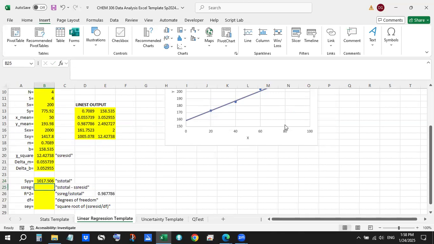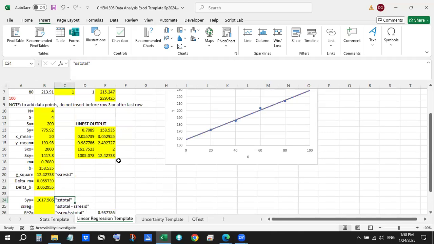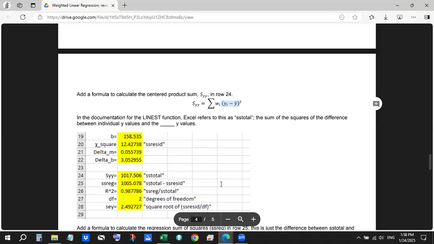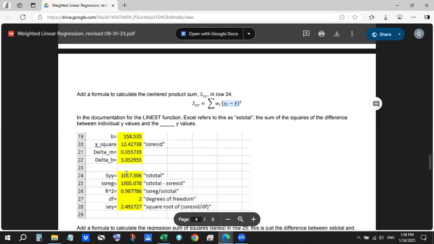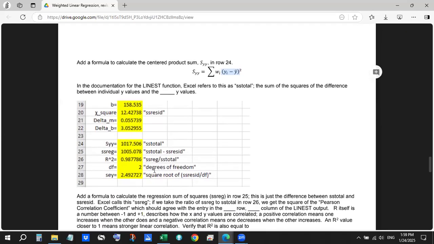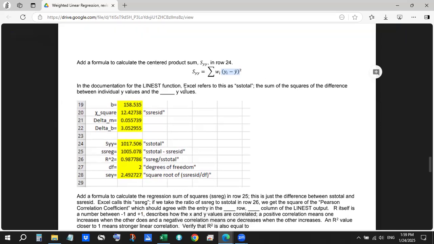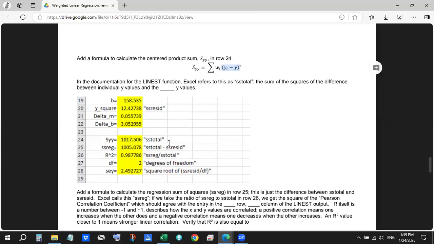That's what Excel calls SS total. 1017, okay, 0.506. So we calculate that first. That's the sum of the squares of the differences between individual y values and the average of the y values.